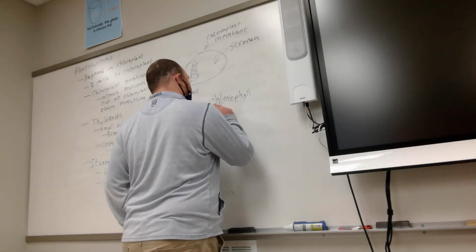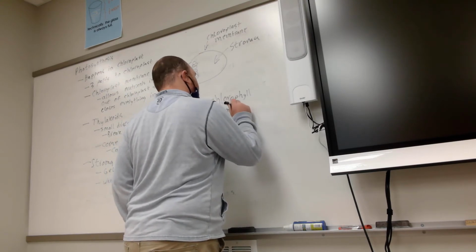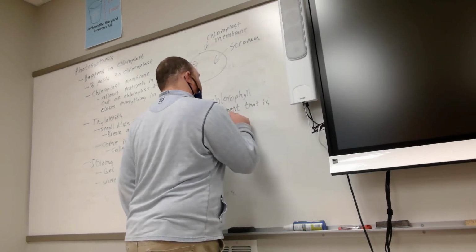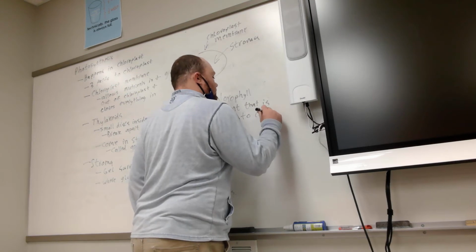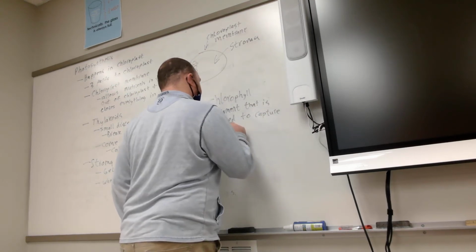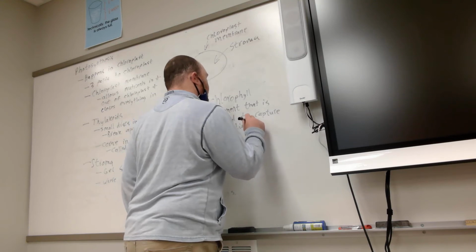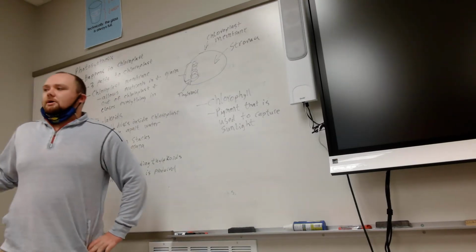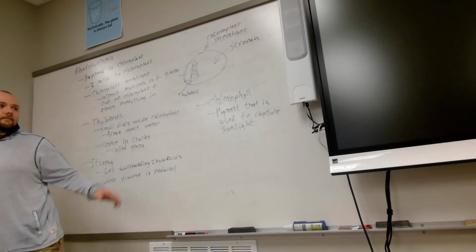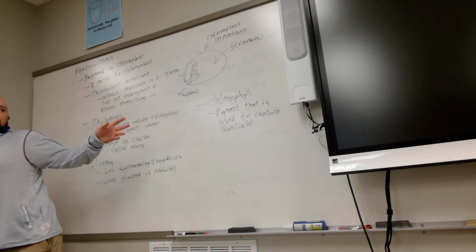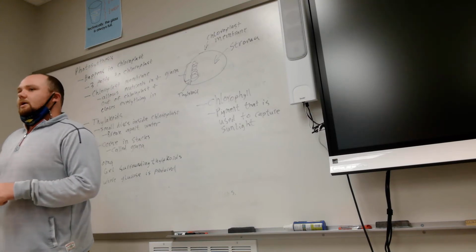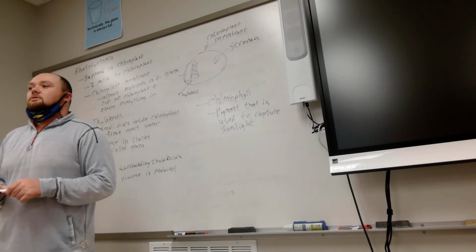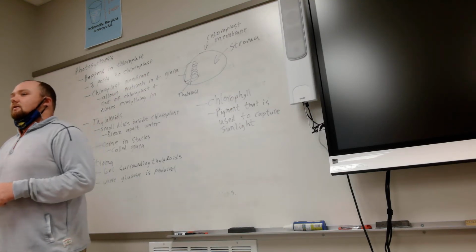Okay, so this is a pigment that is used to capture sunlight. Okay? And we use that light energy to break apart the water in our light-dependent reactions in your thylakoids. Okay? So chlorophyll captures sunlight. What else does it do to a plant? What's that? Makes it green. Why? How does it make it green?